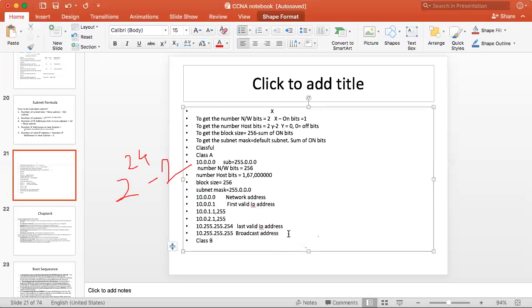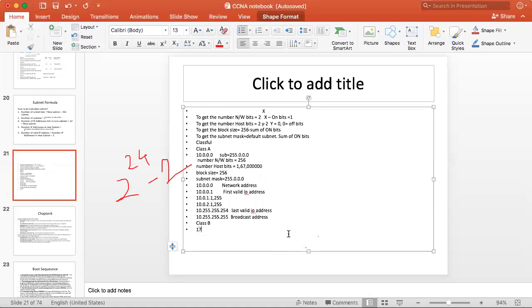And the host bits will also get reduced. So let's take any class B IP address, maybe private, 172.16.0.0. Now in this, use the same formula and everything, and just let me know what will be the number of networks and valid IP addresses.